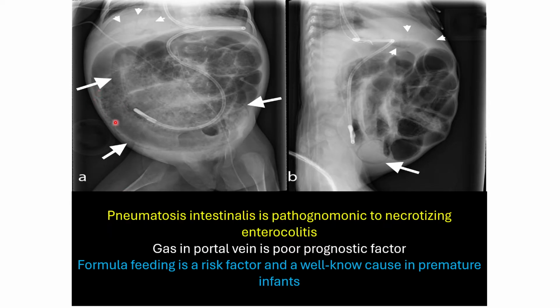Pneumatosis intestinalis, as you see here, air in the intestinal wall, is pathognomonic to necrotizing enterocolitis. Gas in portal vein is a poor prognostic factor. Formula feeding is a risk factor and a well-known cause in premature infants.